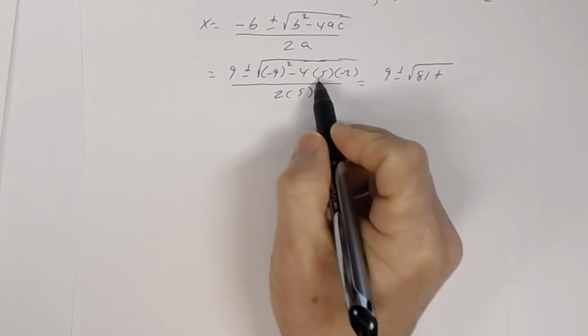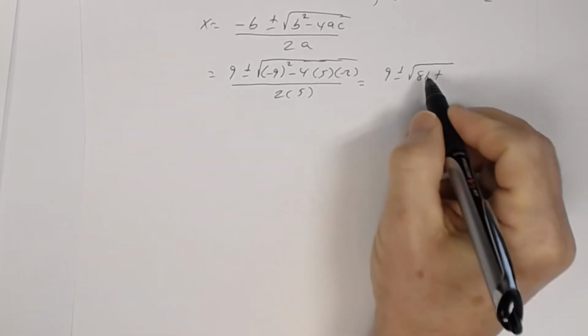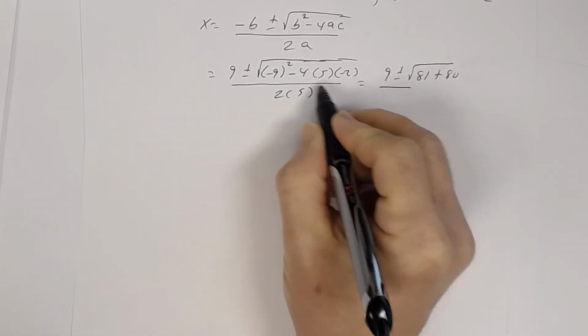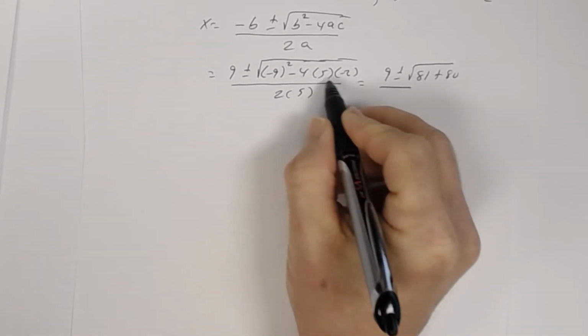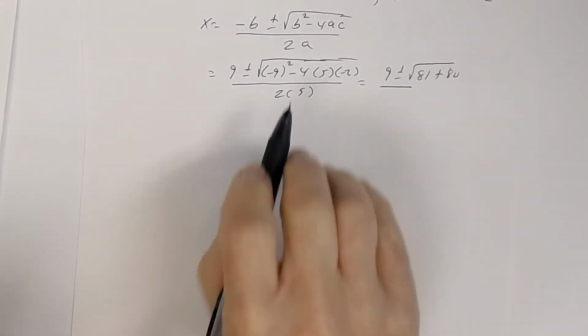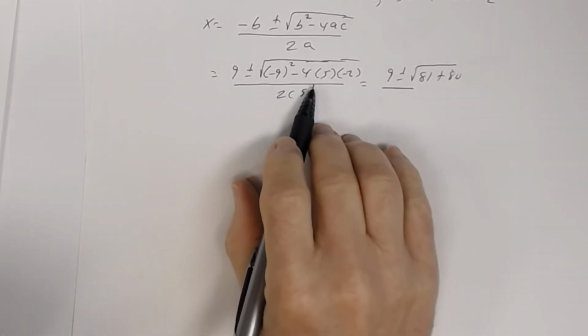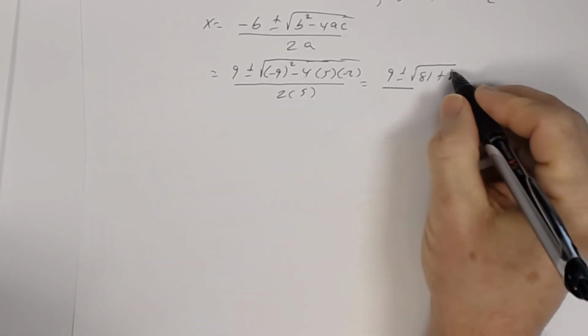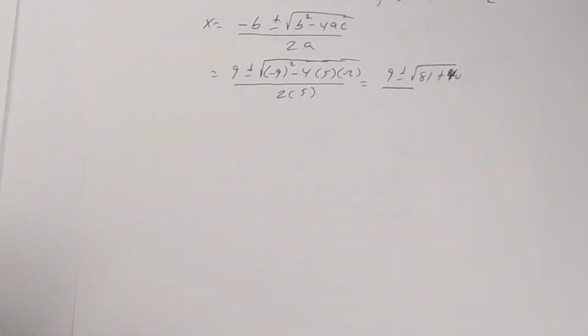So 4 times 5 is 20. 20 times 2 is 80, right? Okay, and so, I'm sorry, 4 times 5 is 20. 20 times 2 is 40, excuse me. Let me make sure I wrote this correct. 4 times 5 is 20. 20 times 2 is 40. Okay, all right.